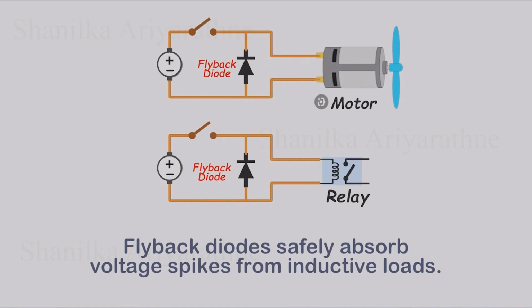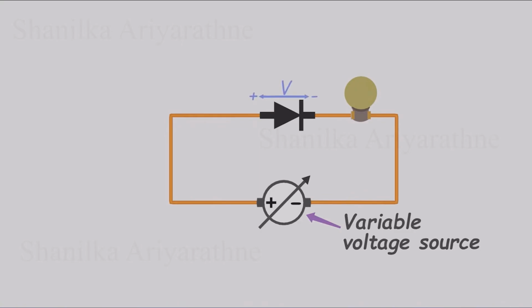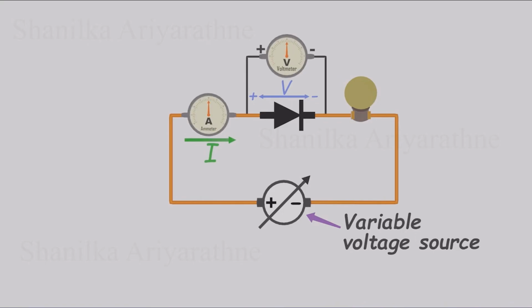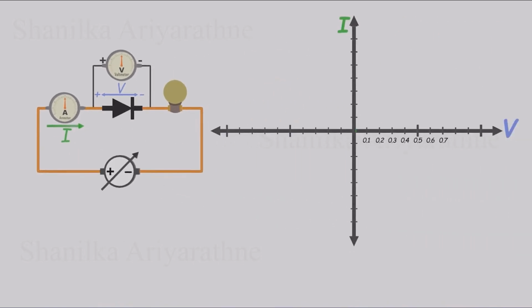To do that, we need to look at the voltage-current relationship of a diode. Here's a simple test circuit. We use a variable voltage source, and our goal is to measure two things: the voltage across the diode and the current flowing through it as we change the voltage. For this, we use a voltmeter and an ammeter. As we vary the voltage, we record the voltage across the diode and the current through it, and then plot these values on a VI graph, with voltage on one axis and current on the other.